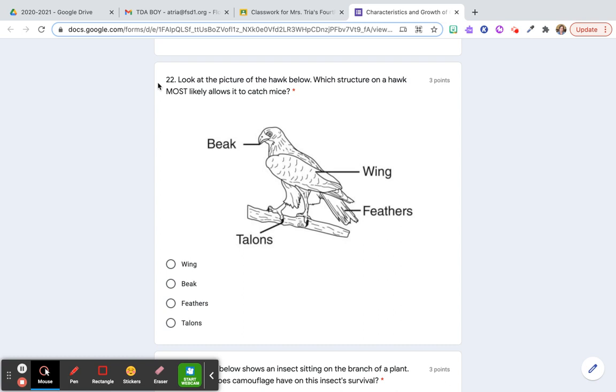Number 22. Look at the picture of the hawk below. Which structure on a hawk most likely allows it to catch mice? Wing, beak, feathers, talons.